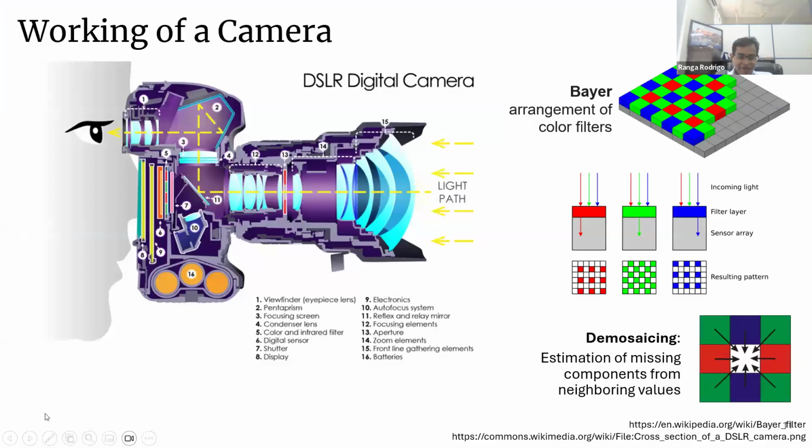Right. So now let's briefly look at the cameras, but maybe later we will study the cameras in a little more detail. Now, if you take a camera, you know that the light comes from this direction.